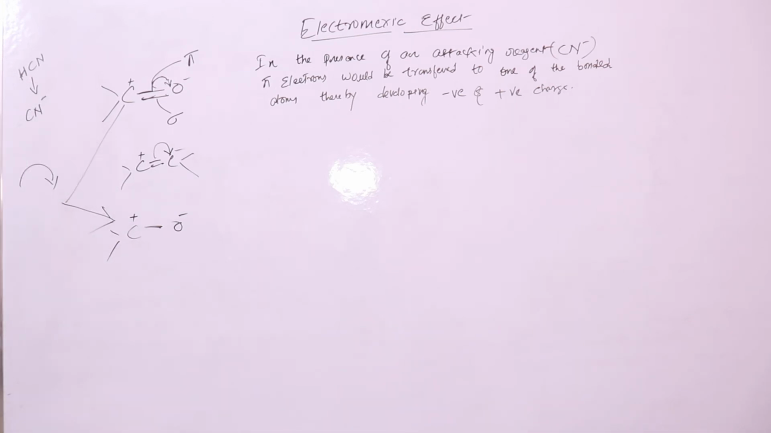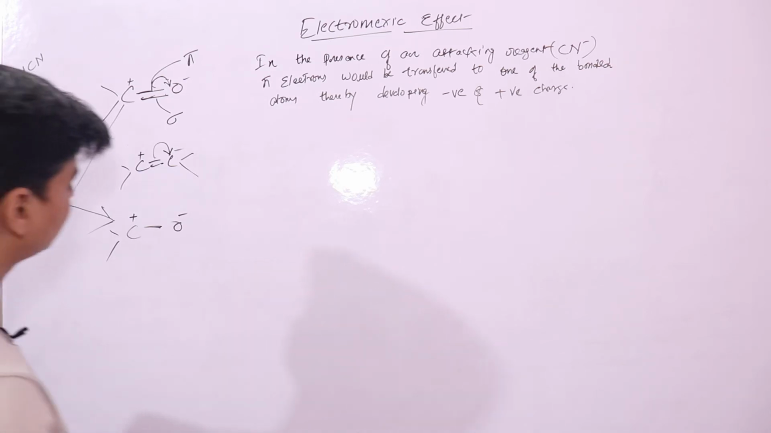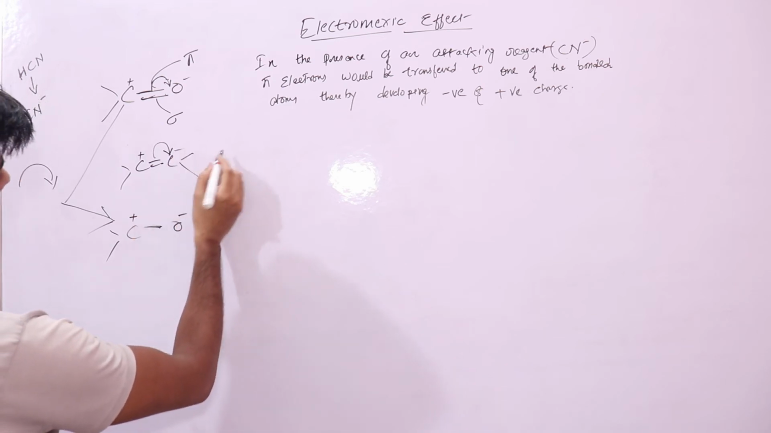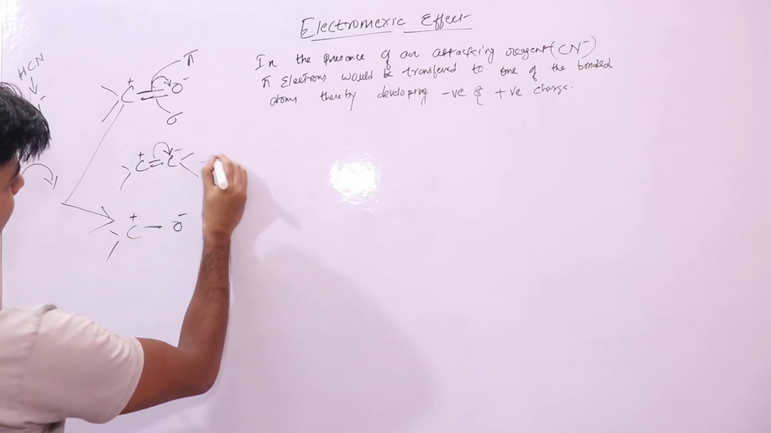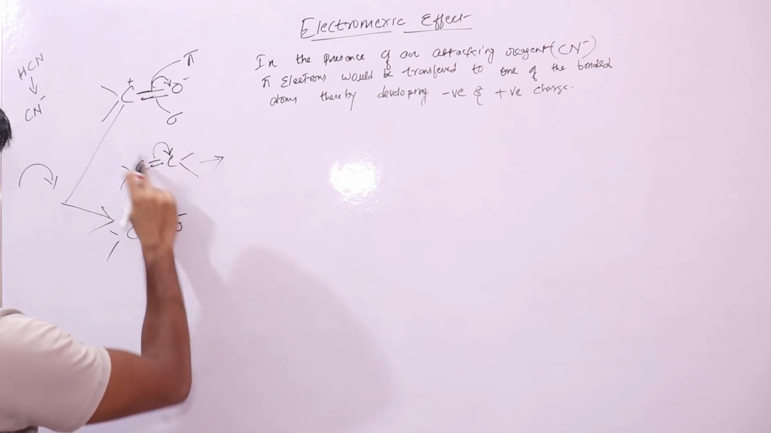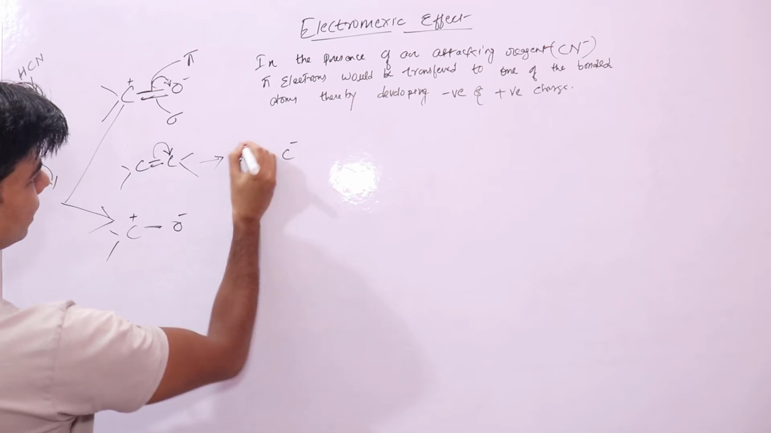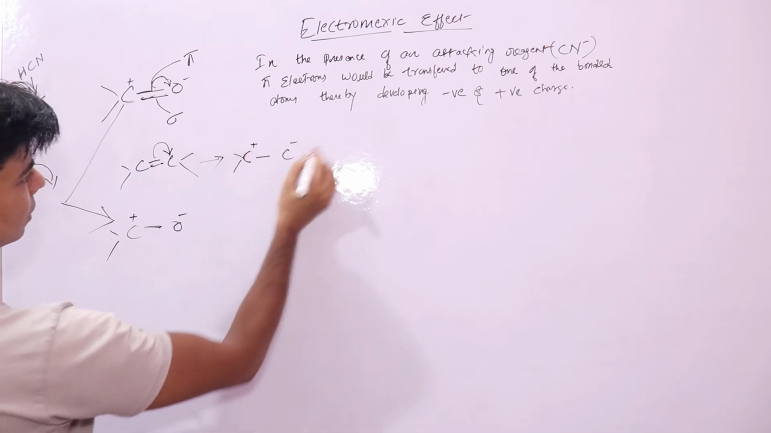So if it gets attached to the atom that has received the electrons, we call it a plus E effect. And if it gets attached to the atom that has not received the pi electrons, it's a minus I effect, right? For example, if you look at this, when this electron movement is complete, this is how it will look. This would be negative, and this would be positive, right?